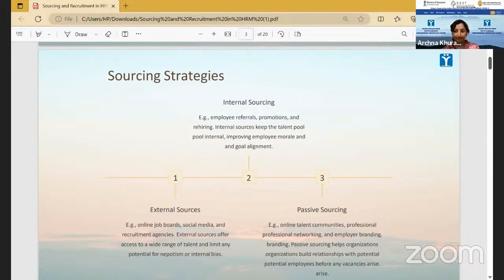Then third point is passive sourcing. Now, what is passive sourcing? Any idea? Anybody out of you who has experienced how passive sourcing is being done?